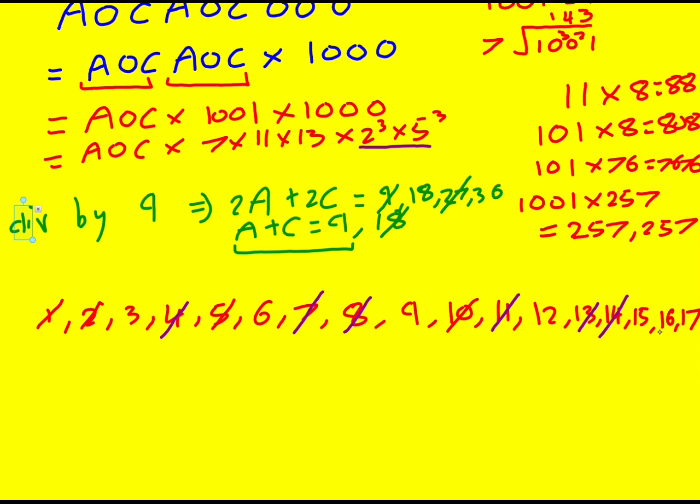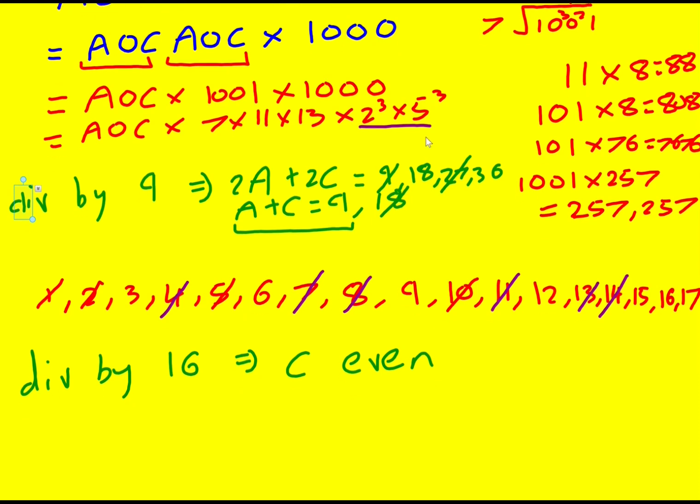For the number to be divisible by 16, well, I know it's already divisible by 8, so I just need basically A0C to be an even number. Because if C is even, then A0C is a multiple of 2, and we've already got a multiple of 8 here, so we'll have a multiple of 16 overall. So that's going to help me out.